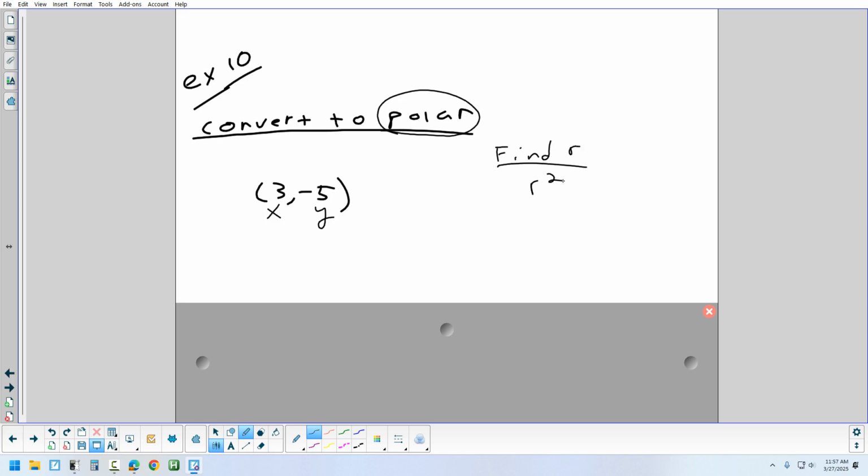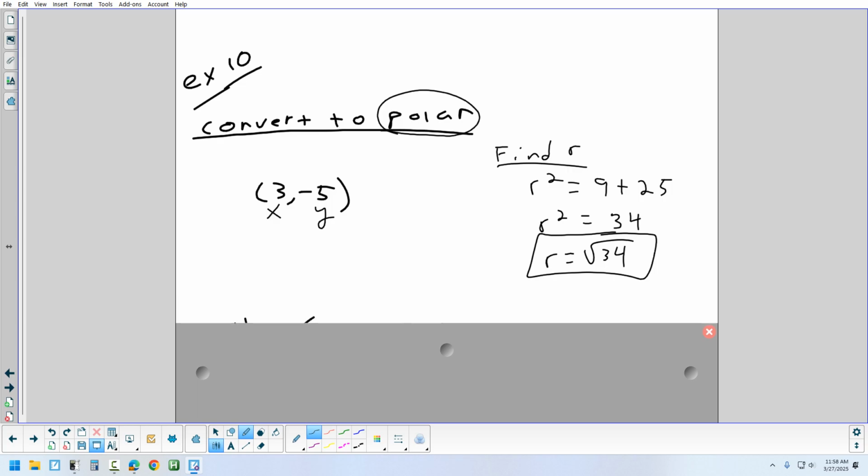R squared equals, what's x squared? 3 squared is 9. And y squared? 25. So r squared is 34. But then we take the square root. So r would equal the square root of 34. Yep. And let's see, 4 times 9 is 36, so there's no perfect squares that go into that. So that's as reduced as you're going to get. Okay, so there's my radius.